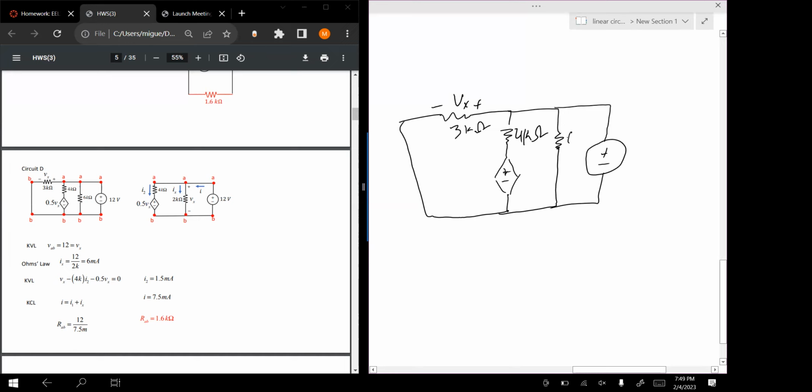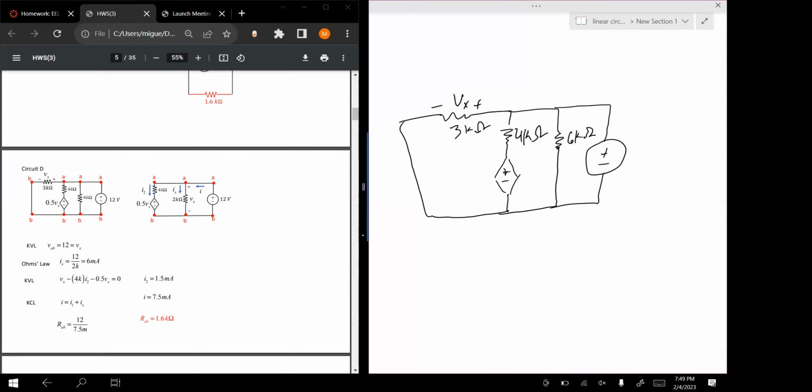I actually did it a bit differently than how she did it. So she found the voltage by, how did she find the voltage? Did she do a KVL? Yeah, and in a way, I guess she did.